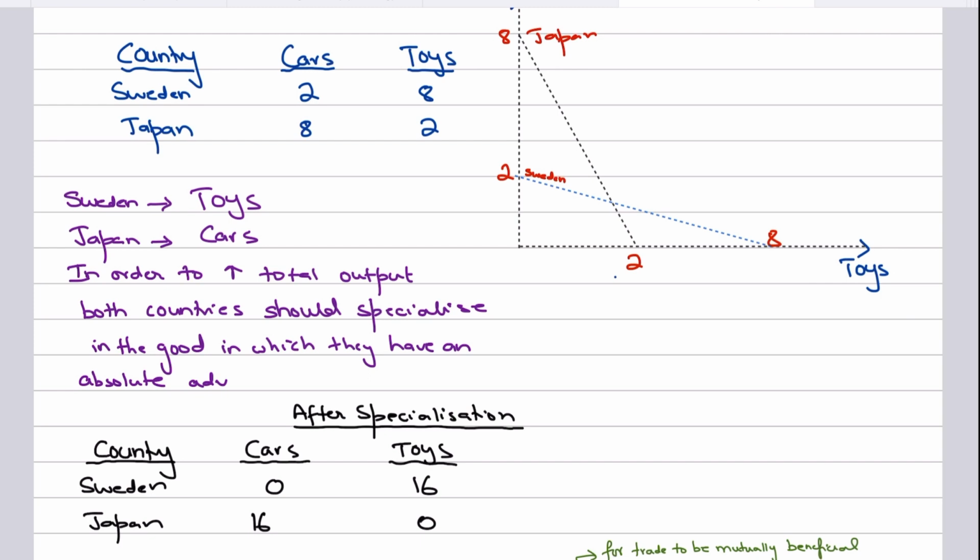Since now all the resources are diverted towards the production of toys, all your input factors of production are used for toys. So obviously zero cars are being made, and assuming constant returns to scale, as you double your inputs, your output doubles. So you now have 16 toys for Sweden, while you have 16 cars for Japan, because Japan is specializing in the production of cars, and after specialization the production of cars doubles from 8 to 16.